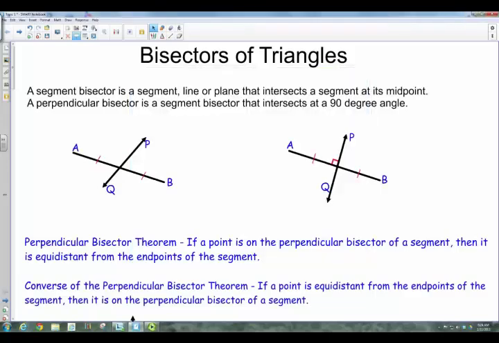Everyone. Today we're going to be looking at bisectors of triangles. This is a topic that has a lot of information, so I'm going to break it up into two videos. So look for the second video for sure.